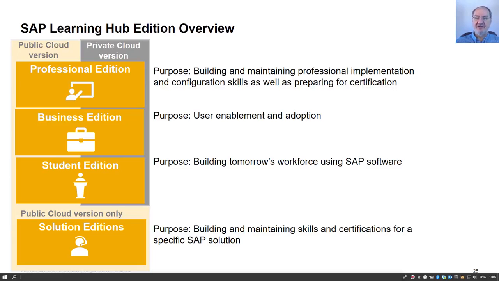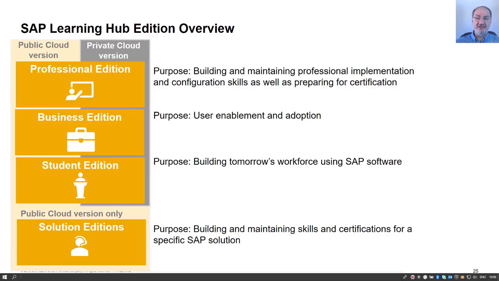The Business Edition, this is aimed at end users and key users really. This content includes basic project team courses plus end user dedicated titles. Student Edition, aimed at students in higher education, it contains a subset of the Professional Edition content focusing on some of the core certifications. All three editions are available as public and private cloud versions, subject of course to a minimum subscription level if they want to have a private cloud version.